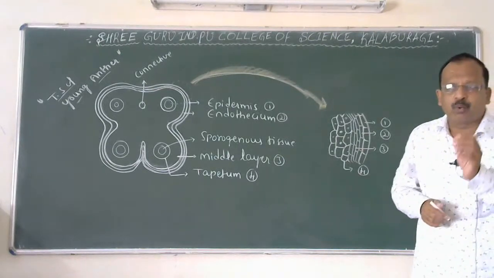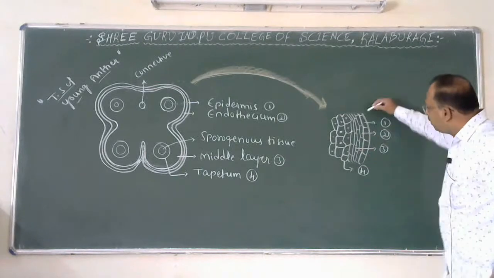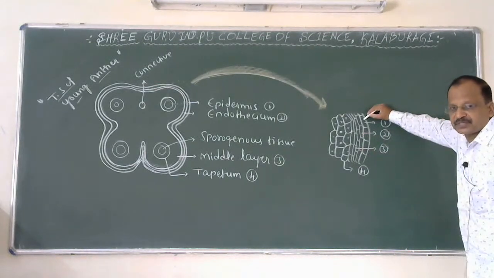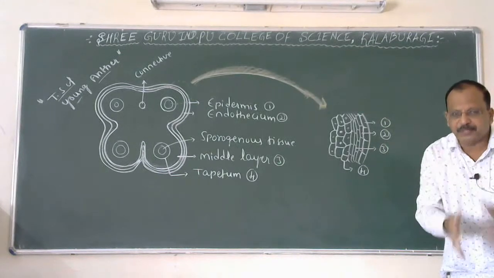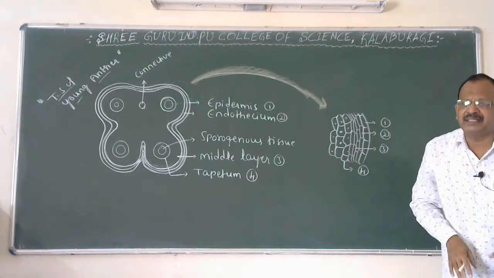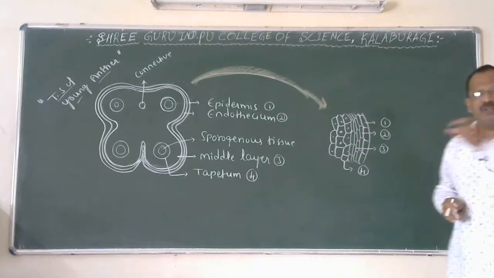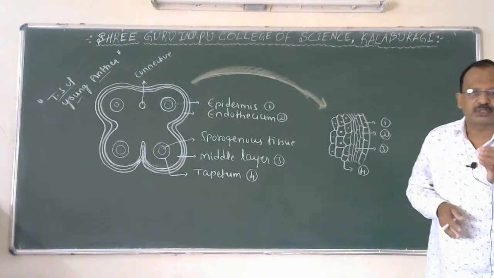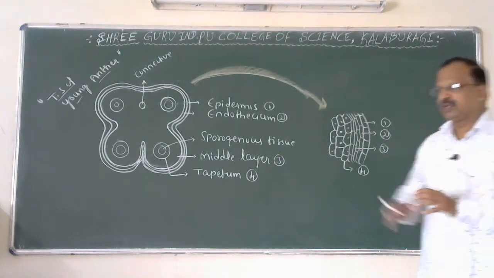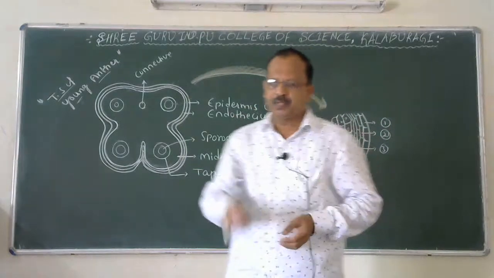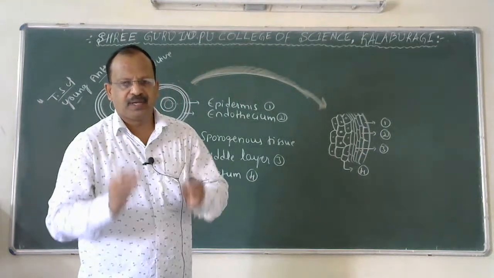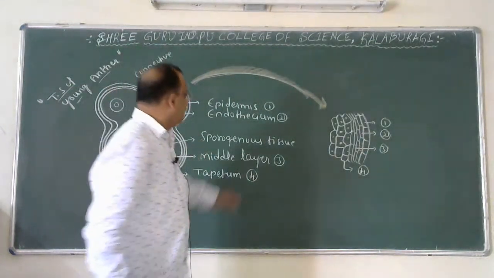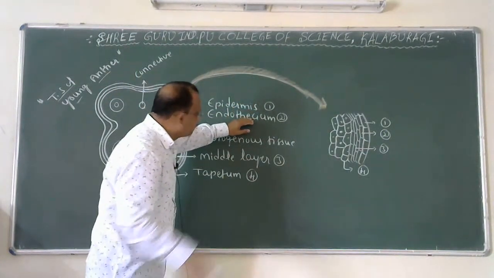Epidermis is the outermost layer. It is made up of barrel-shaped cells, tightly arranged without any intercellular space. Main function of the epidermis is to provide protection. Instead of this big explanation, you can reduce the line: epidermis is the covering tissue. It gives protection.